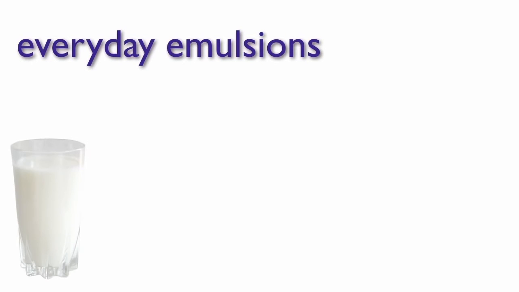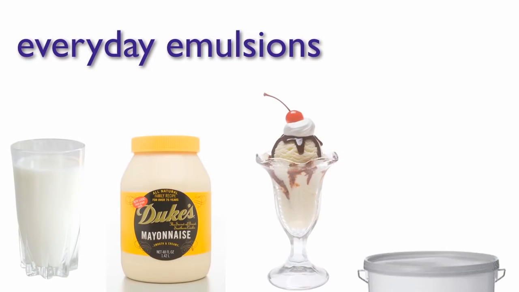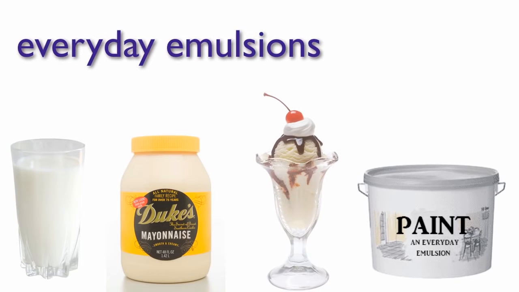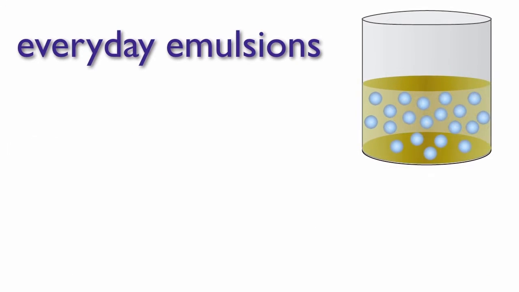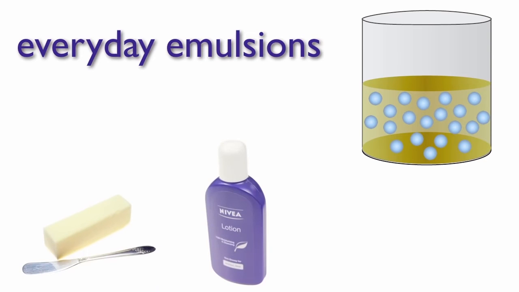Common everyday emulsions include milk, mayonnaise, ice cream, and paint. These emulsions are mostly oil droplets in water. Emulsions can also exist as water droplets in oil. Real-life examples include margarine, lotions, and facial creams.